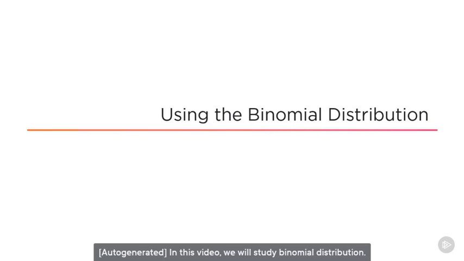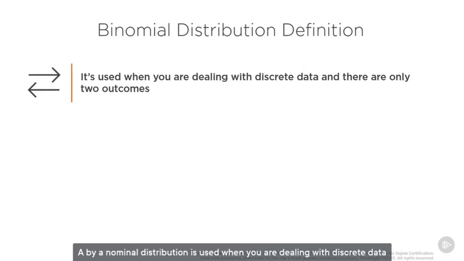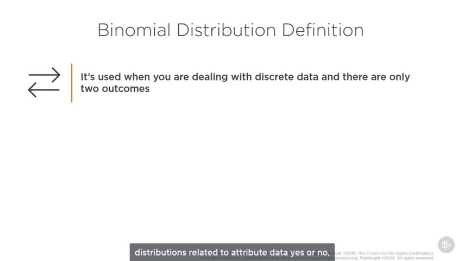In this video, we will study binomial distribution. A binomial distribution is used when you are dealing with discrete data and there are only 2 outcomes for each trial or sample. In short, binomial distributions relate to attribute data. Yes or no, pass or fail, one or the other.